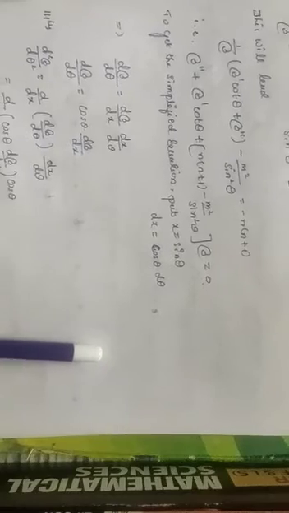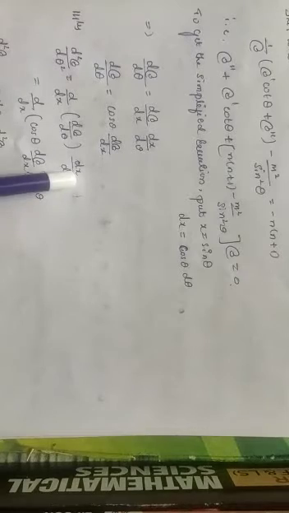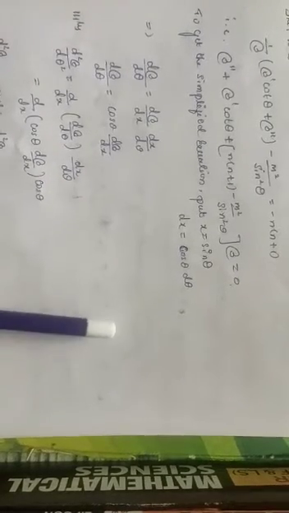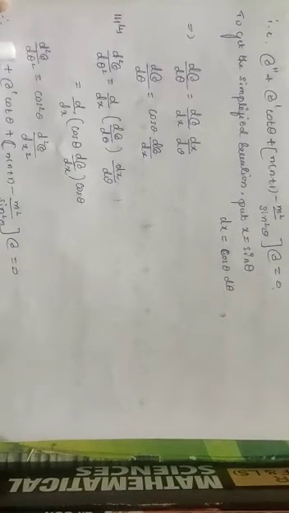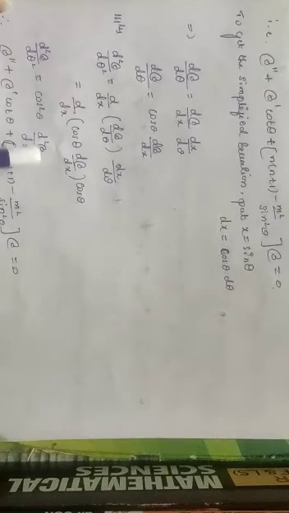We know that d beta by d theta means d by dx of cos theta into d beta by dx. Into, so we know dx by d theta is equal to cos theta. Okay, so then d square beta by d theta square is equal to, after simplifying this one, we get cos square theta into d square beta divided by dx square.